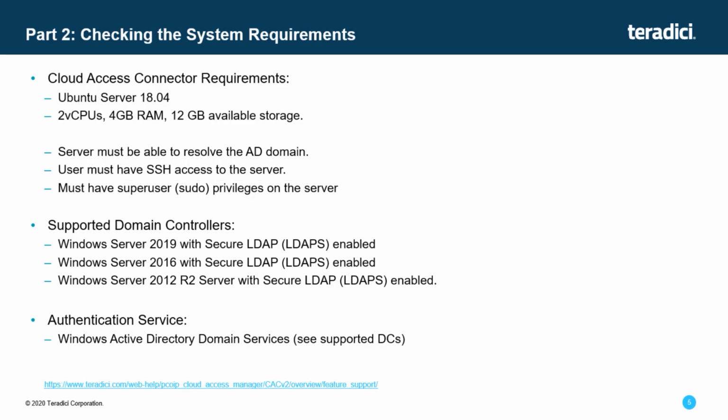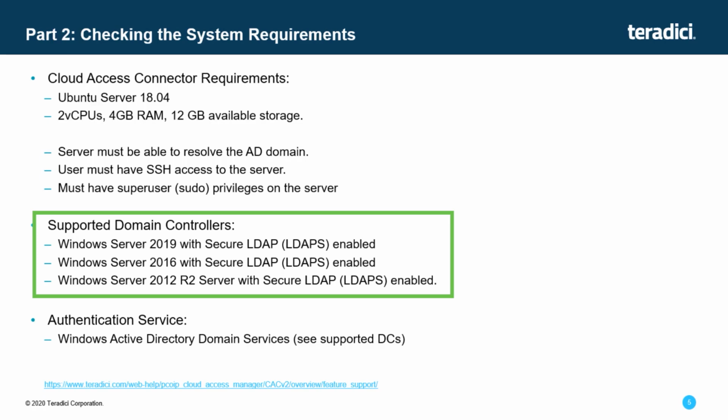The Cloud Access Connector will communicate with your existing Windows domain controller to query Active Directory users and computer objects using the secure LDAP-S protocol over port TCP 636.